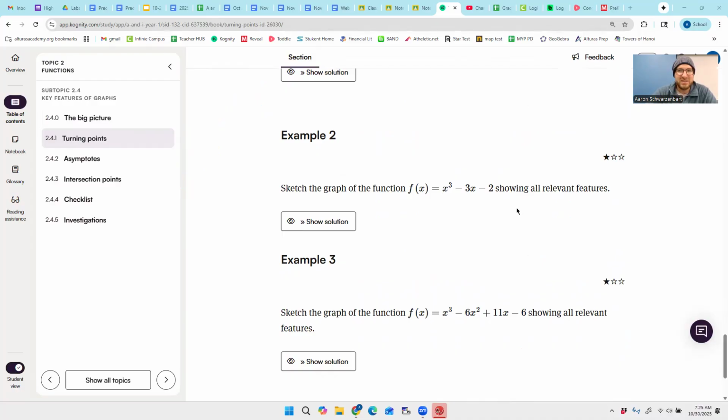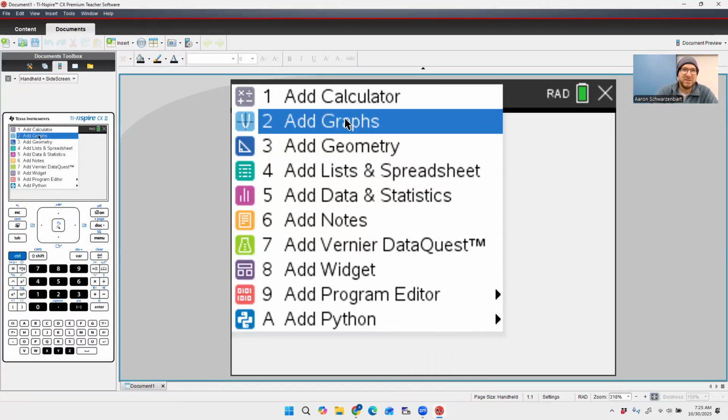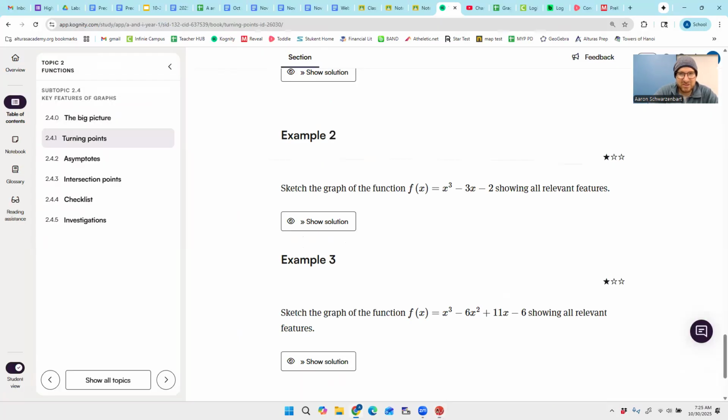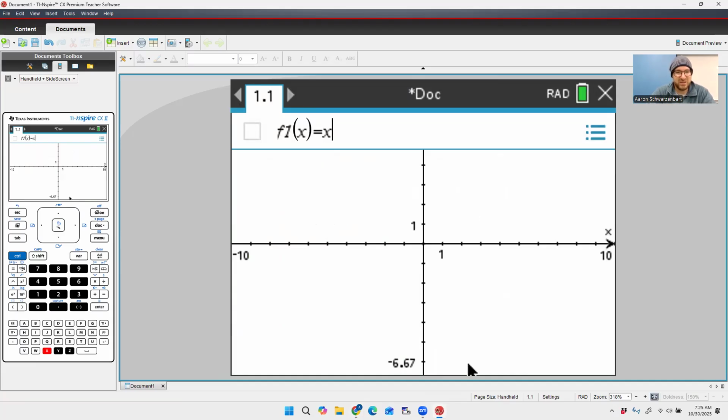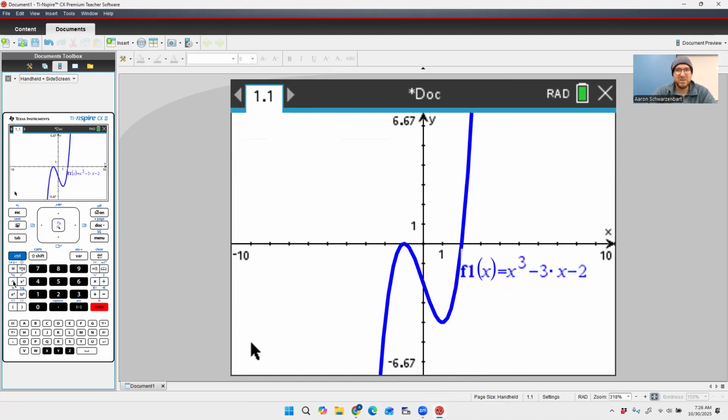Sketch this graph showing all the relevant points. So if it says sketch the graph, you get a graphing calculator. It's the first step. I'm going to look at it and go x cubed minus 3x minus 2. So I just start by typing it in here. All relevant points.